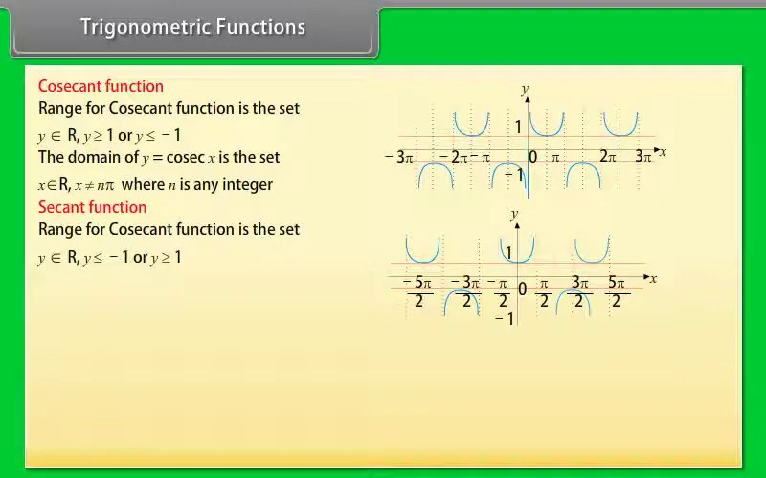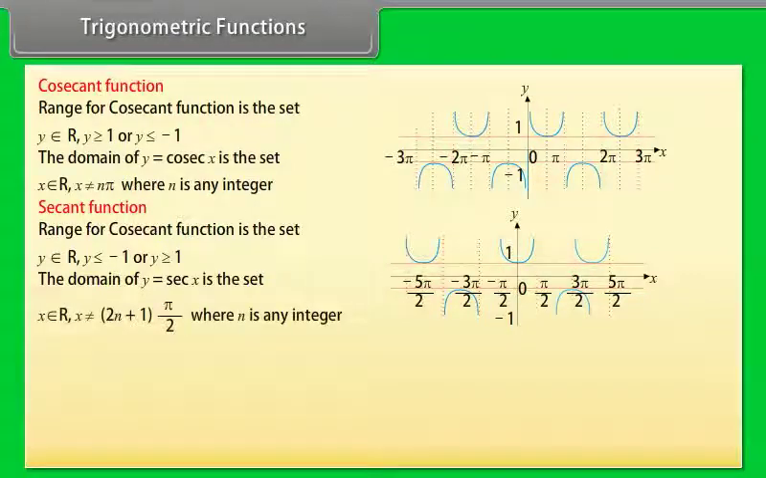Y belongs to real number. Y less than or equal to -1 or y greater than or equal to 1. The domain of y is equal to sec of x is the set: x belongs to real number, x not equals to (2n plus 1) into pi by 2, where n is any integer.